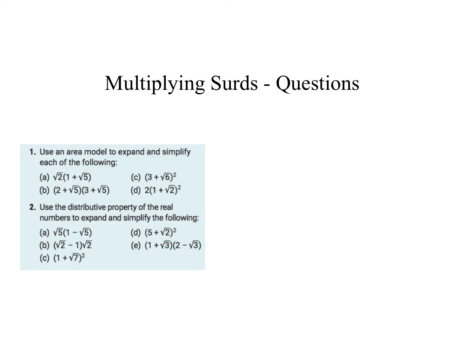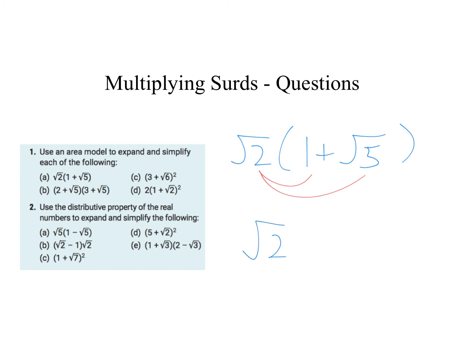Okay, so now we get on to multiplying surds. The way we do this, I'll just do the first one here. So we have root 2 times 1 plus the square root of 5. Just multiply the outside term by the two inside terms. So root 2 times 1, anything that times by 1 just stays the same. And root 2 times root 5, we can use our surd law 1 to figure out that's going to be the square root of 2 times 5, so the square root of 10.